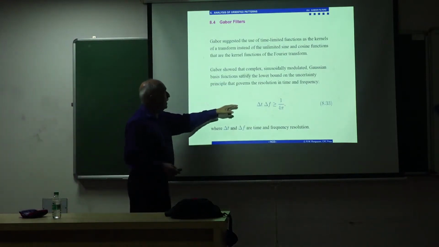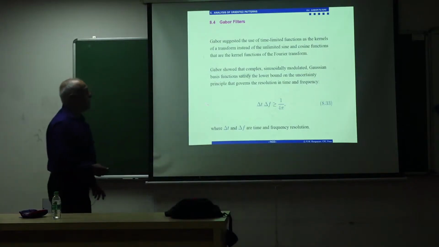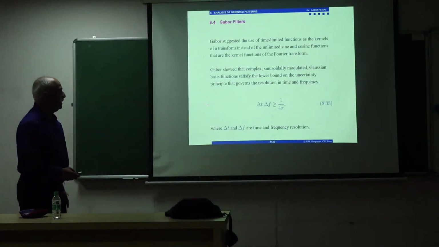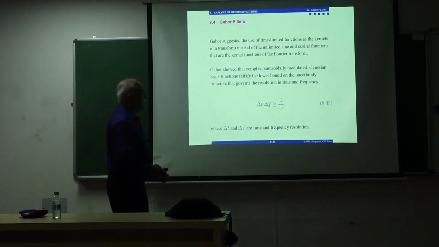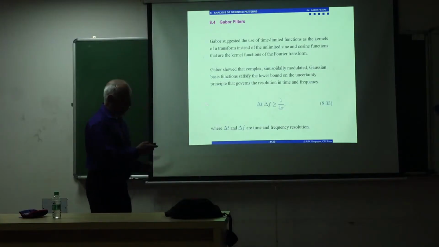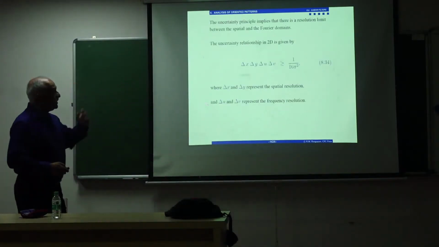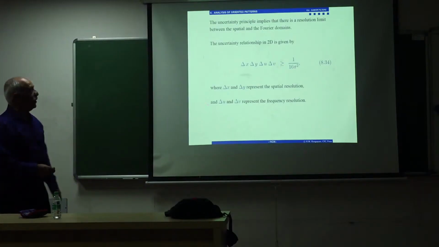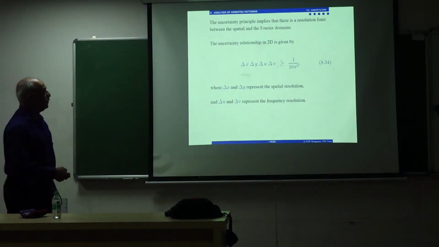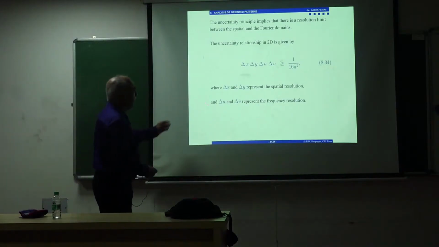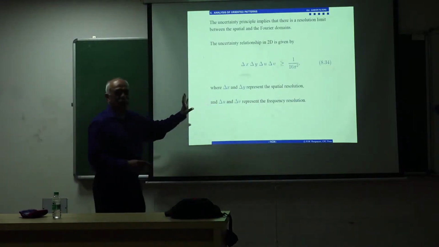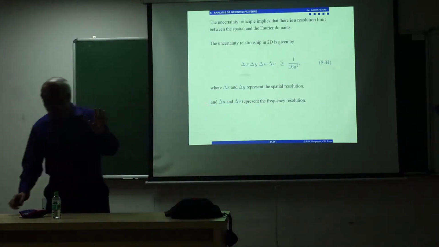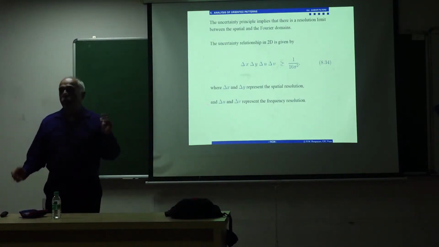They satisfy this time bandwidth limit, delta t times delta f greater than or equal to 1 over 4 pi. This is known as the uncertainty principle, and in 2D you get the product of the four terms, delta x, delta y, delta u and delta v, greater than or equal to 1 over 16 pi squared. So these are measures of spatial resolution and frequency resolution.